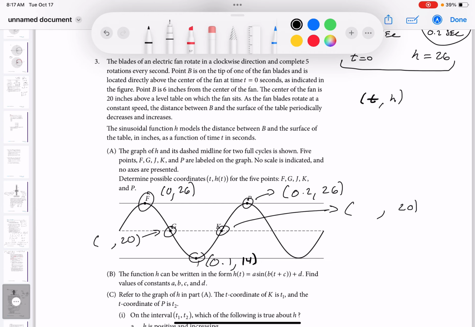Let's do the time now. So it's going to be dead center between 0 and 0.1, which would be 0.05. All right? So let's take a look. Counting over: 0, 0.05, 0.1, and this would be 0.15.